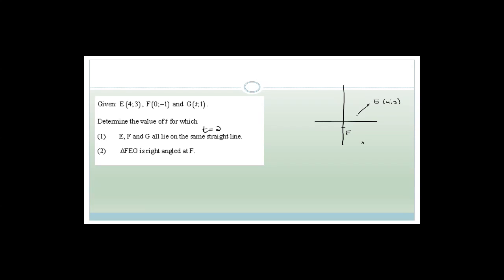So basically, we've got this right angle triangle. I'm guessing that it's gone down instead of up. It could have gone up, I suppose. And this here is G, T, 1. Okay, so they tell you that this is a right angle, and they want to know what is that value there. They say determine the value of T so that FEG is a right angle triangle at F.